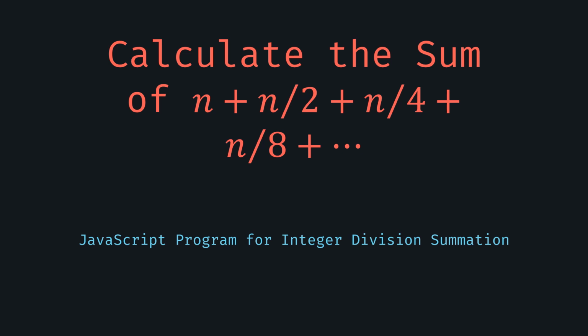In this session, we'll learn how to calculate the sum of a sequence defined as n plus n divided by 2 plus n divided by 4 plus n divided by 8 and so on and so on for a positive integer n using integer division. This is a great example of using loops and arithmetic operations effectively. Let's begin.